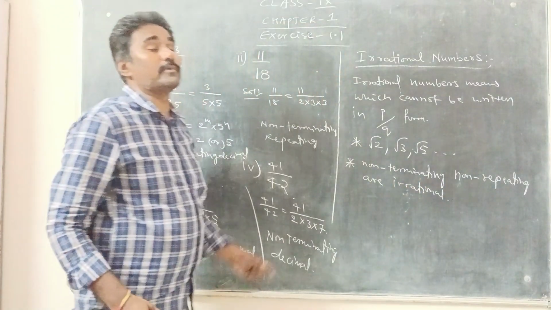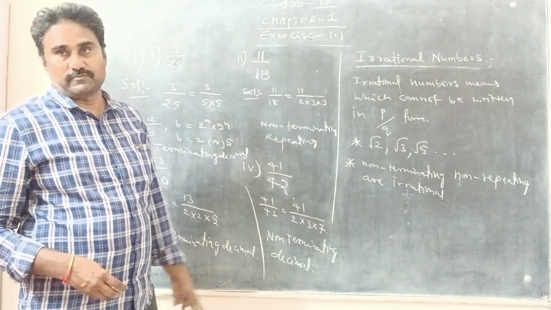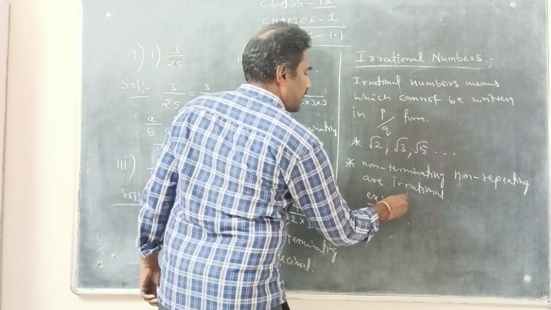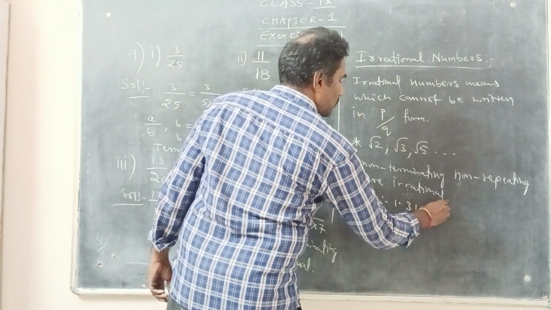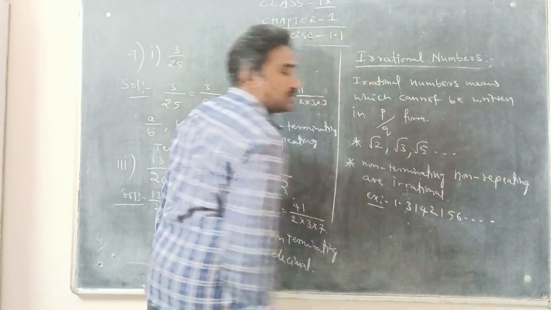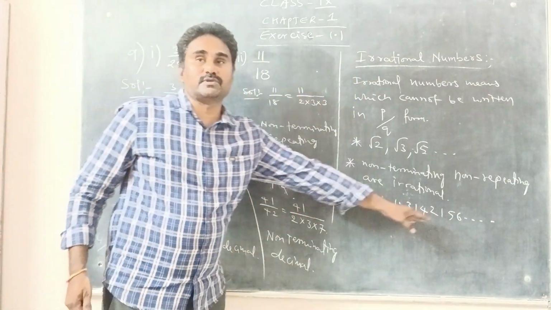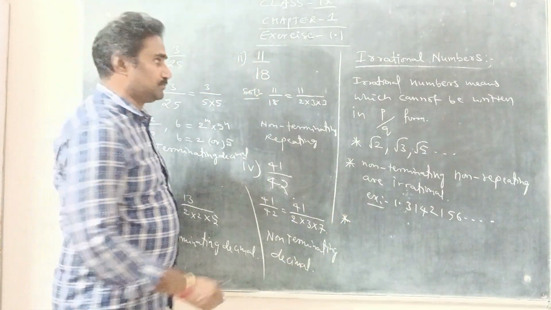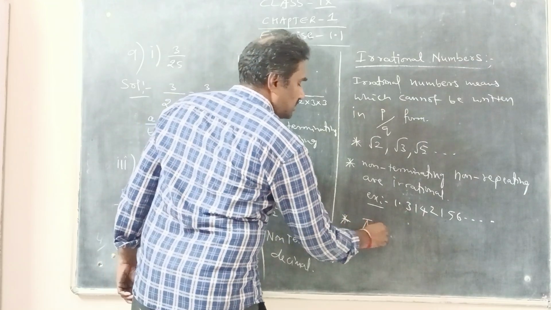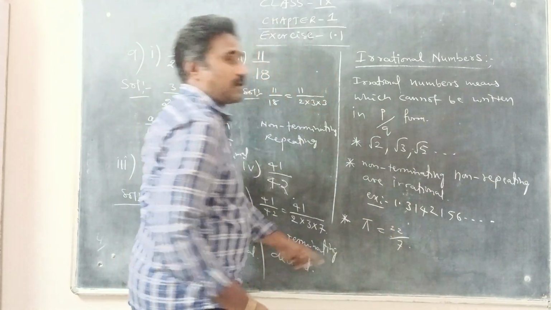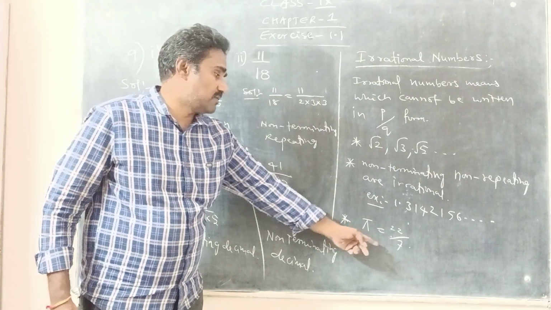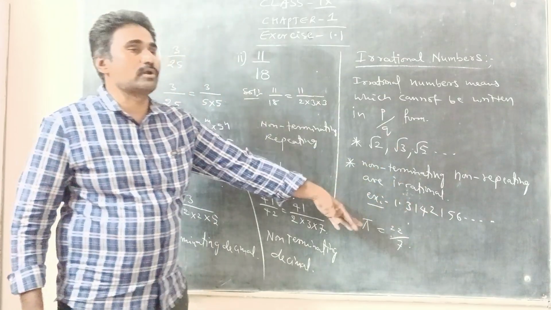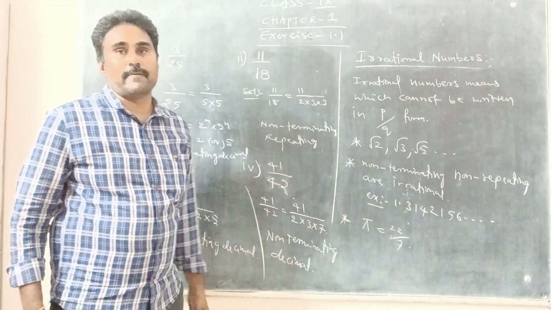Non-terminating numbers will be given to you in decimal form, and only then can we identify them. For example, if you take 1.3142156 and so on, in this decimal you do not observe any digit repeating. Another example is some constant values. You know pi is taken as 22 by 7 in calculations, but its decimal form does not end. It will be a non-terminating, non-repeating value. So this is also an irrational number.